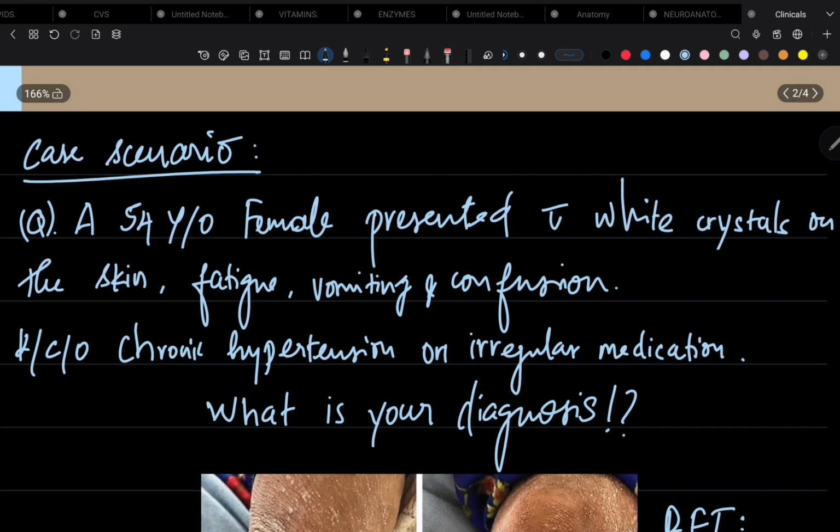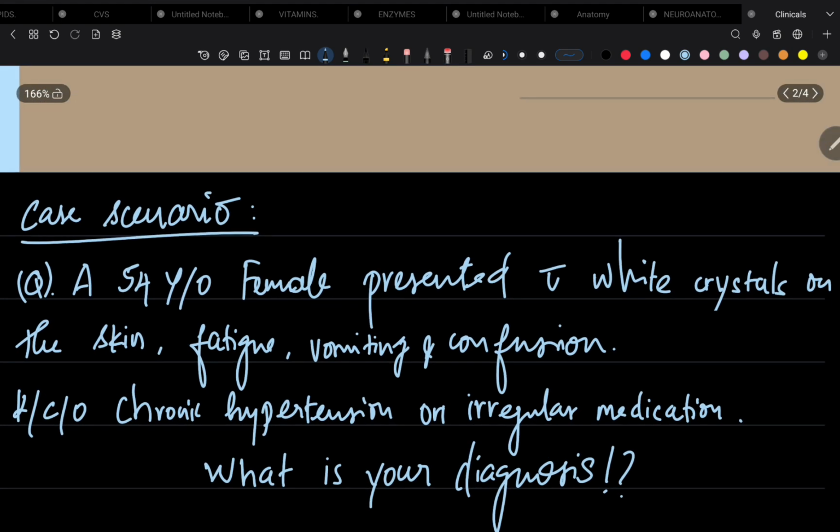So before looking into the investigations of the patient, we should narrow down the diagnosis to a particular system, keeping the history in our mind. So here the patient has fatigue, vomiting, and confusion, and she is a known case of chronic hypertension. So when we see chronic hypertension in a case scenario, we should definitely think of something related to kidney.